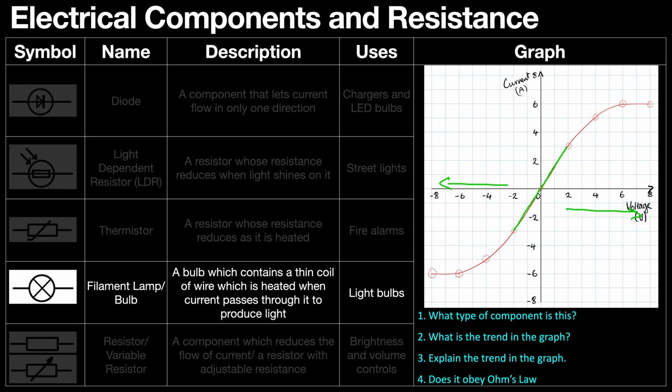This is because as voltage increases, the collisions in the filament also increase, which increases resistance and therefore reduces the flow of current at such higher voltages. We can also say that this component does not obey Ohm's law.